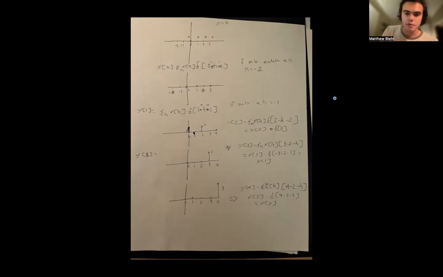I didn't show it here, but the convolution would just be the sum and the superposition of all these points. We have 1, 2, and 3 that starts at 2, ends at 4. So we can see clearly that it's just shifted to the right by 2.